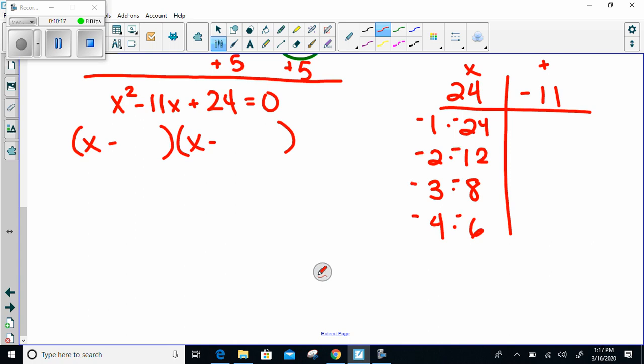And then we just think about which one of those will actually give us a sum of -11. And of course, this is the winner chicken dinner. -3 and -8 are the values that I want to substitute in there, because those will add together to give me -11. Now I'm going to use that zero product property that I mentioned just before, set each one of those guys equal to 0.